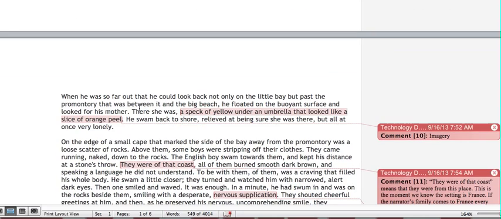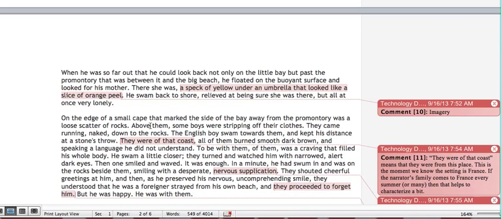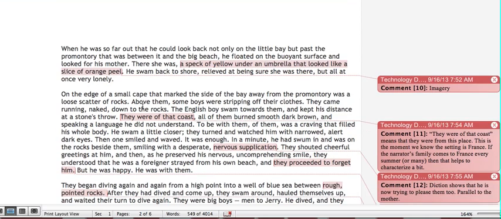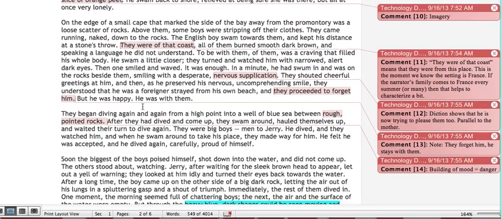When his mother leaves, we have a speck of yellow under an umbrella that looked like a slice of orange peel. And remembering, since I started with this tunnel in mind, I start to see imagery that adds up to sunlight moving down into darkness. If you just looked across the color spectrum, you would see the exact same process.